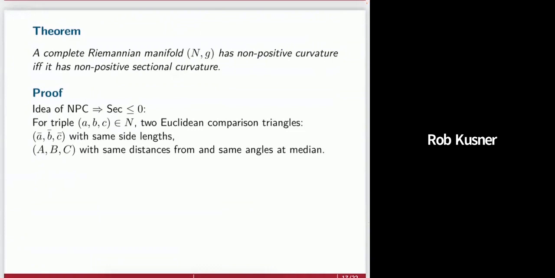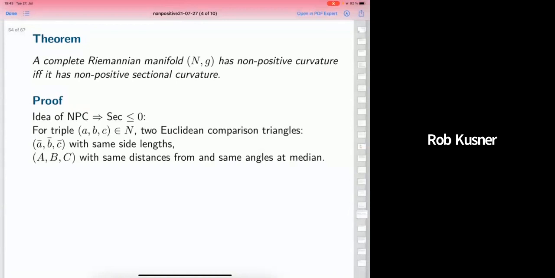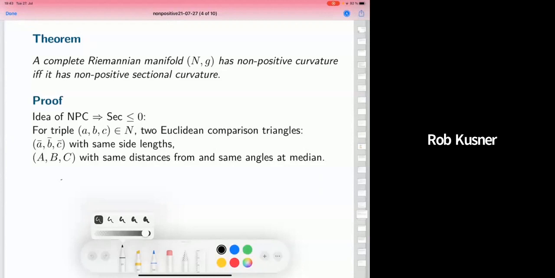And in particular, if you have a complete Riemannian manifold, then it has non-positive curvature if it has non-positive sectional curvature. Let's assume that it is simply connected, actually. And so the idea is the following. The important step is, if you have non-positive curvature, then we should have sectional curvature smaller than 0. And so let's try to draw a little. Yeah, so we have our triangle in our Riemannian manifold, and we assume that it has non-positive curvature. Then we have two Euclidean comparison triangles, one with the same side lengths.